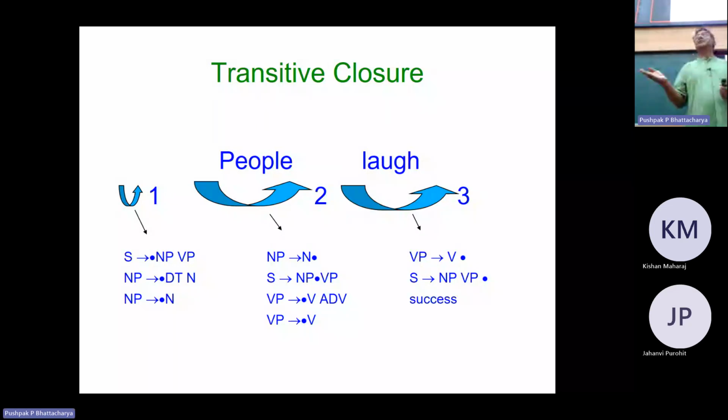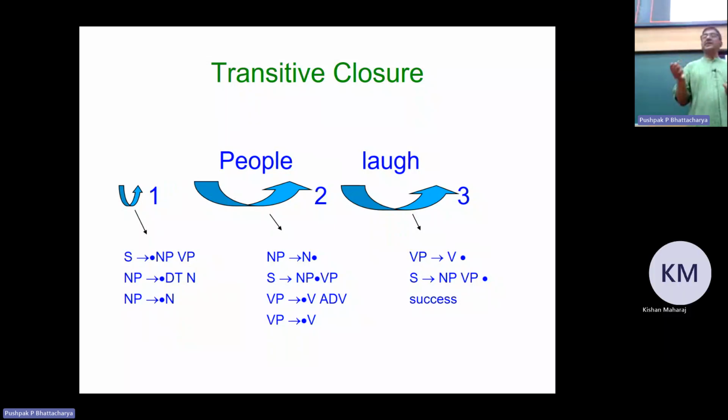So since a noun phrase has to be found, a noun phrase can be found out only in two ways. Either it is a combination of determiner and noun, or it is a single noun. So we make the dot sit in front of DT and N, and also dot in front of N. So this says that now to find out the noun phrase, either complete the work of finding a determiner or find a single noun. That's all.